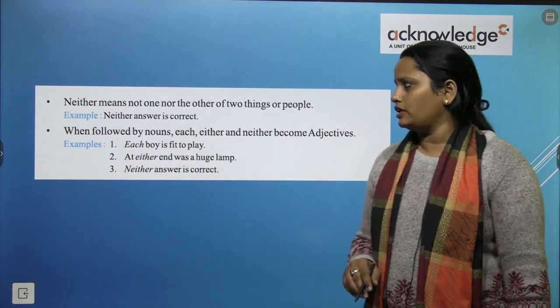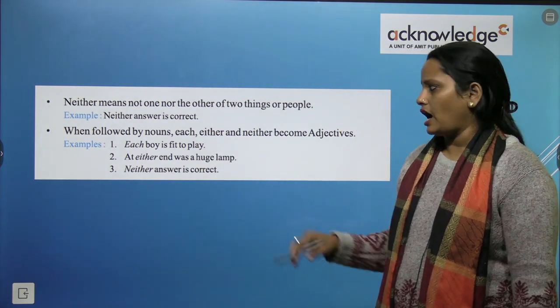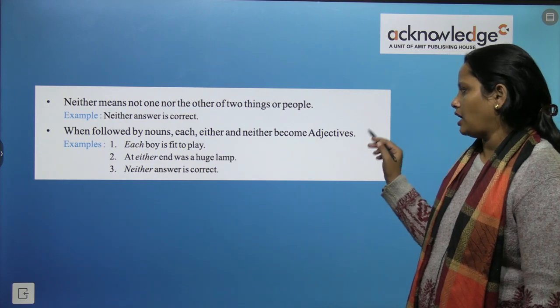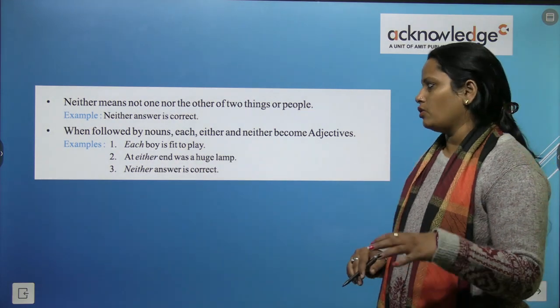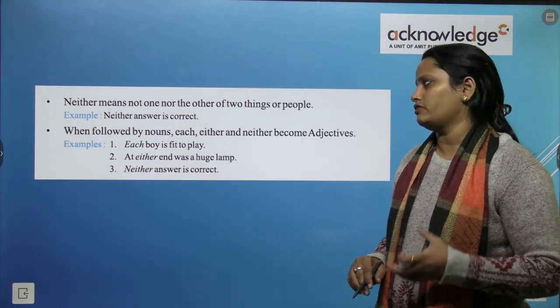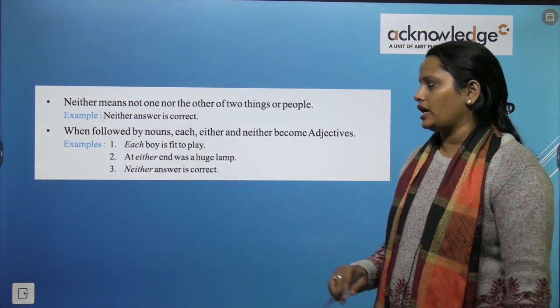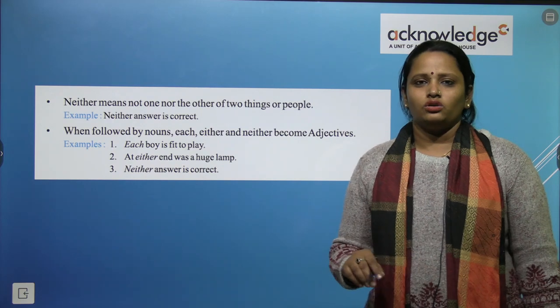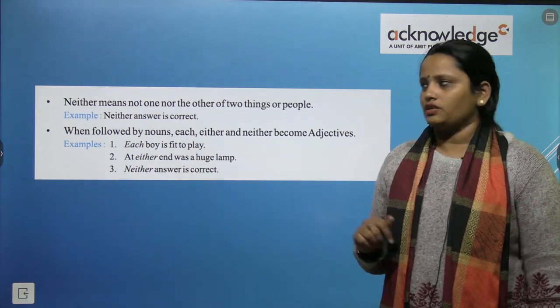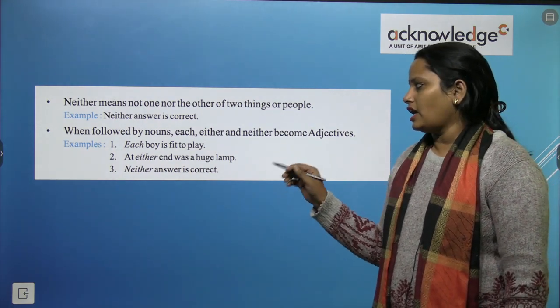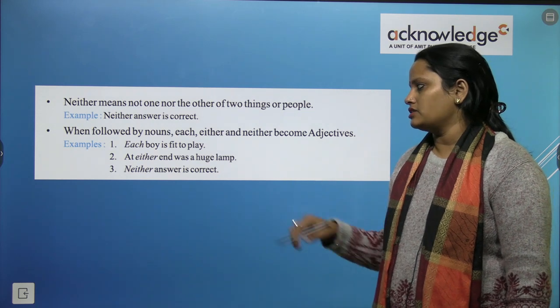When followed by nouns, each, either and neither become adjectives. So जब noun के साथ इन्हें लिखा जाता है तो ये adjective का काम करते हैं. For example, each के साथ हमने boy लगा दिया है. So boy is a noun. So यहाँ पे ये each adjective का work कर रहा है. At neither end and neither answer is correct.